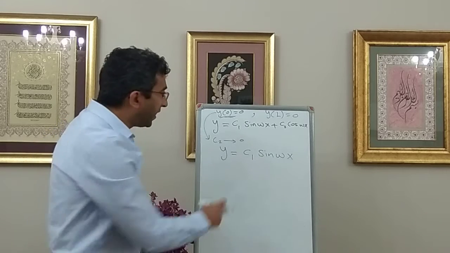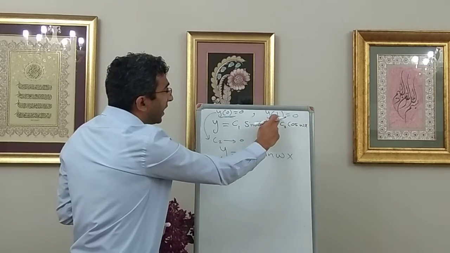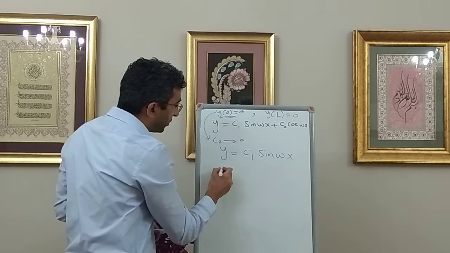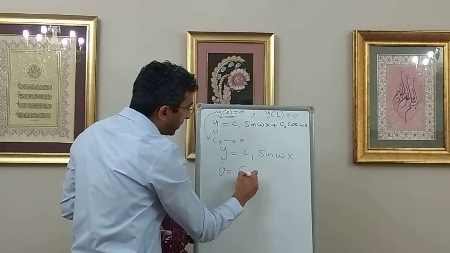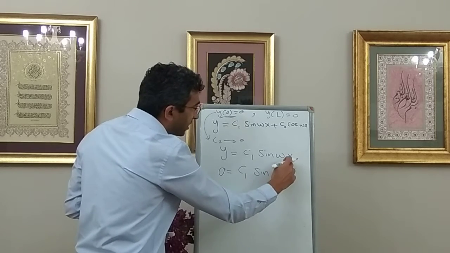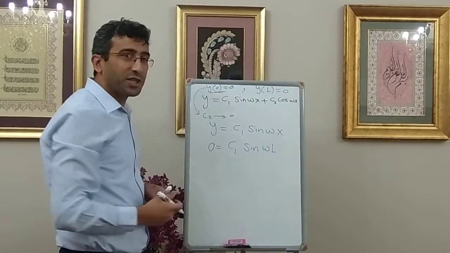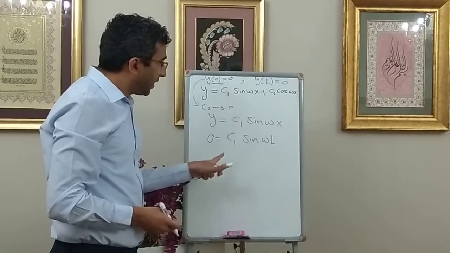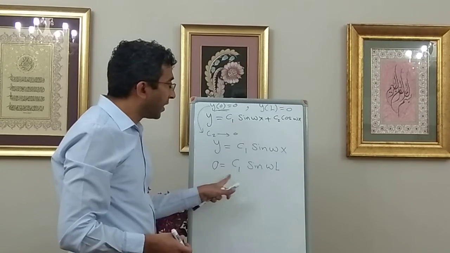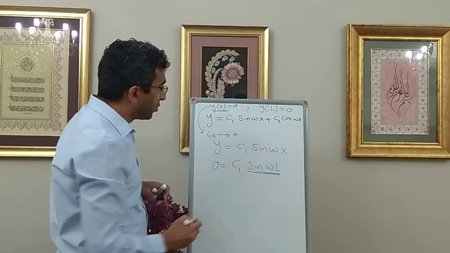To find the second one, I will plug in the second condition. When x is equal to L, y is equal to 0. So I put 0 for y: C1 sine omega L. Instead of x I put L. I want to find C1. From this equation, as you observe, C1 cannot be 0 because if C1 is 0, there is no solution. So this sine omega L should equal 0.